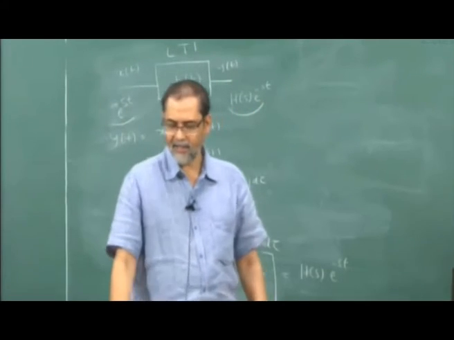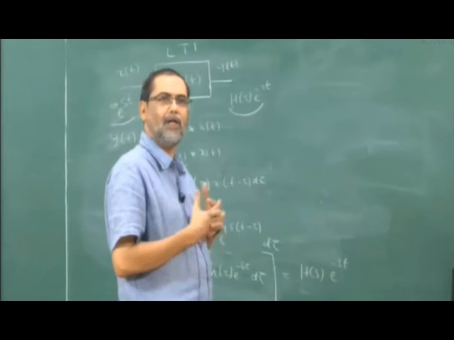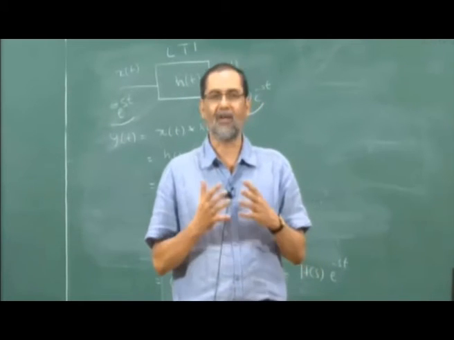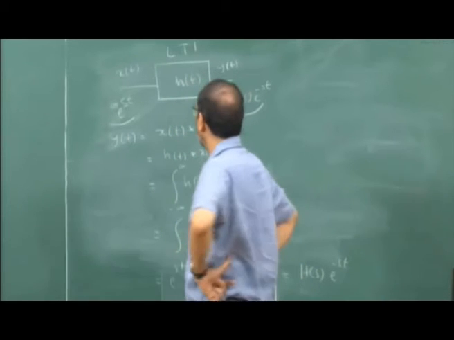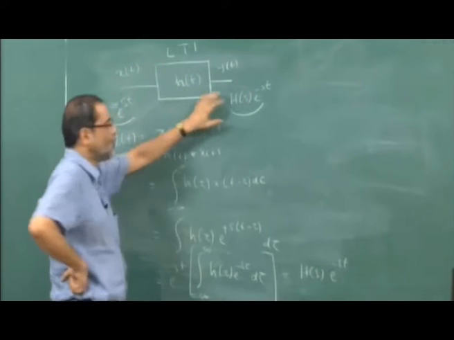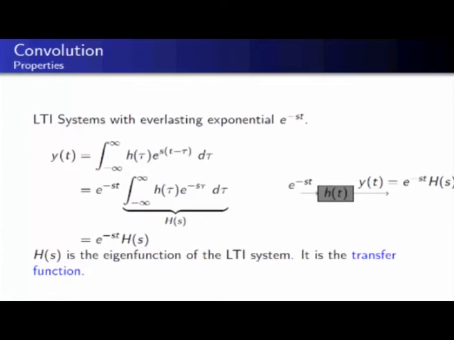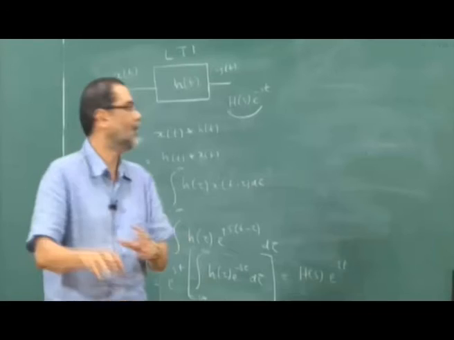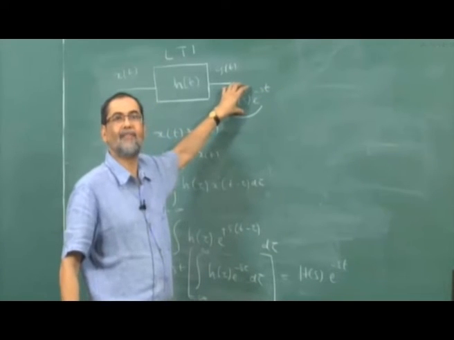So what it says here is, for an LTI system, if you apply an input e to the power of minus st, a complex everlasting exponential, where s is the complex frequency, then the output also is e raised to minus st, no change in the output. You get the same everlasting complex exponential of the same frequency s at the output. This is input, this is output, except there is a complex scaling factor H of s.